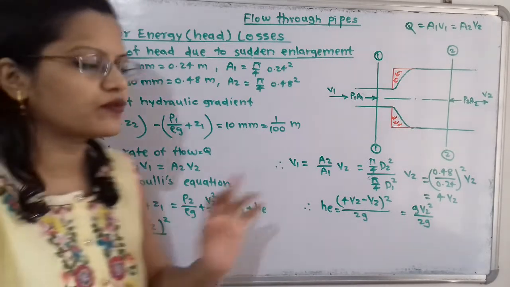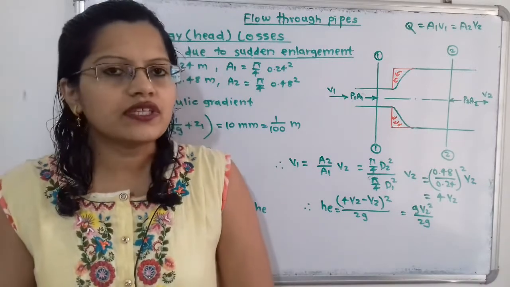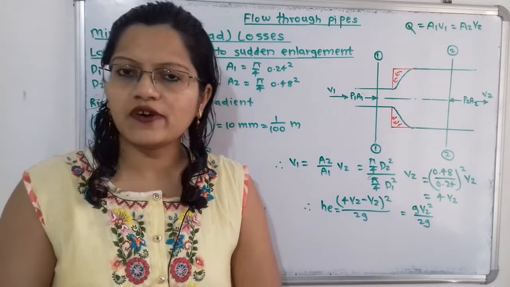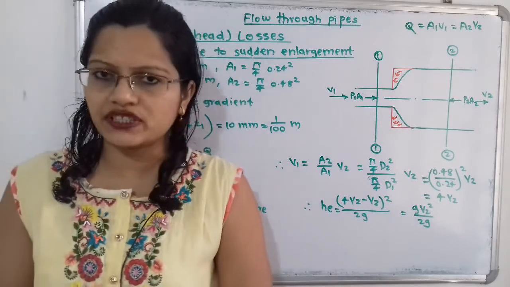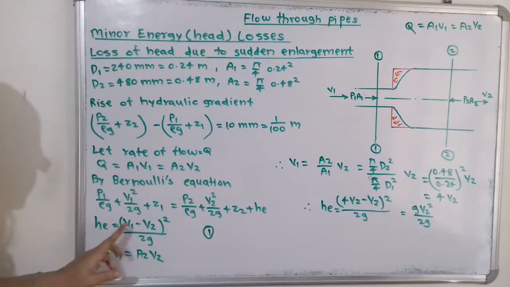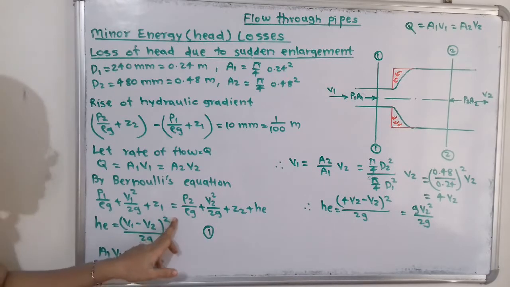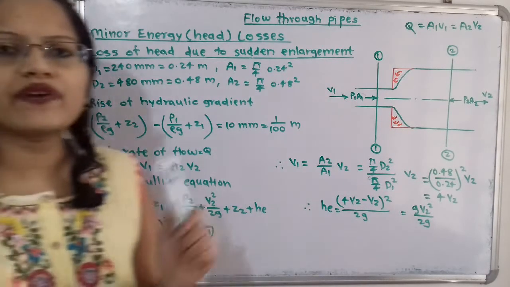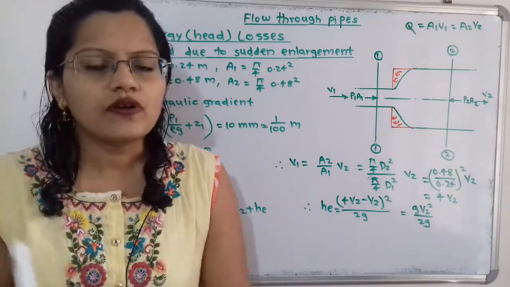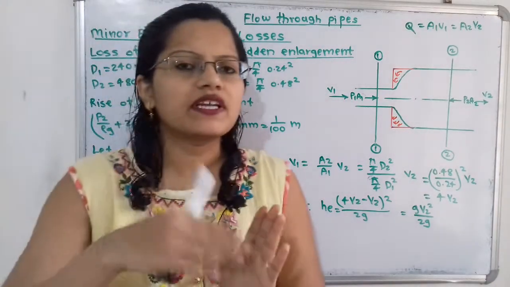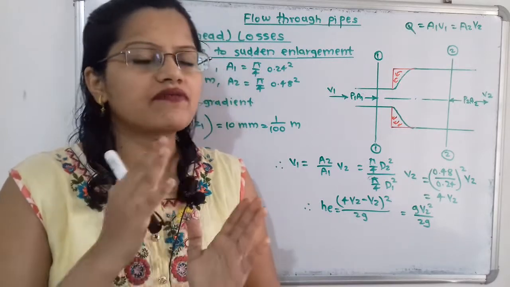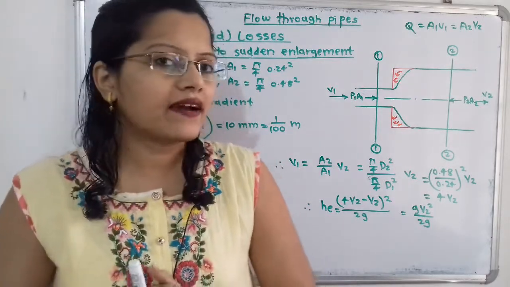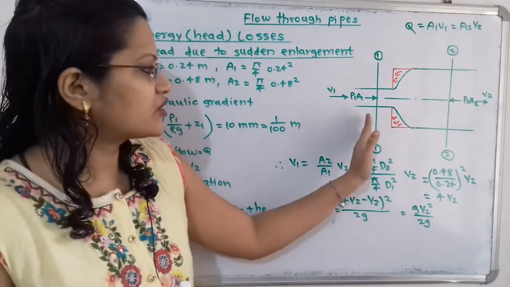Now what is the formula for this He? These sudden enlargement losses are considered minor losses, and are due to the change in velocity. So here He is equal to (V1 minus V2) whole square by 2g. Again we don't know V1 and V2, so we will convert V1 in terms of V2, or the value of V2 in terms of V1. So we will apply the continuity equation at section 1 and 2.